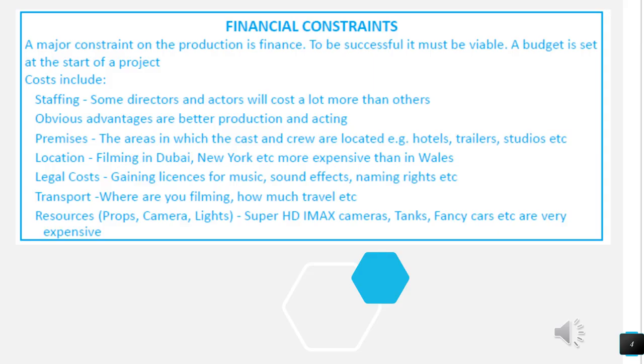Another thing you need to think about is, what are the actual costs? Because a lot of these go unnoticed. You don't really think about them until you start actually doing the film itself, or whichever production you're working on. So some of the costs include the staffing. So when it comes to films and TV shows, the directors and actors are really variable when it comes to costs.